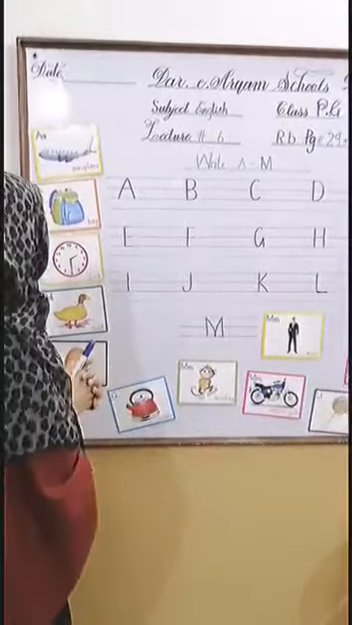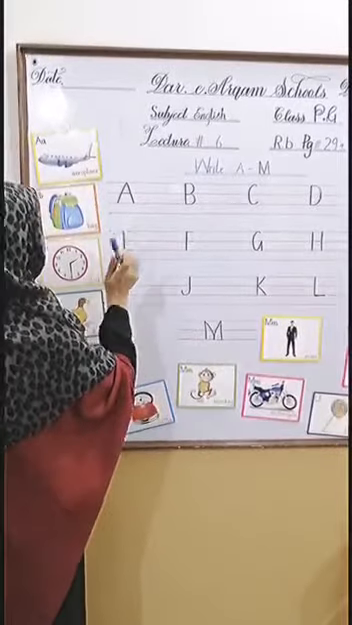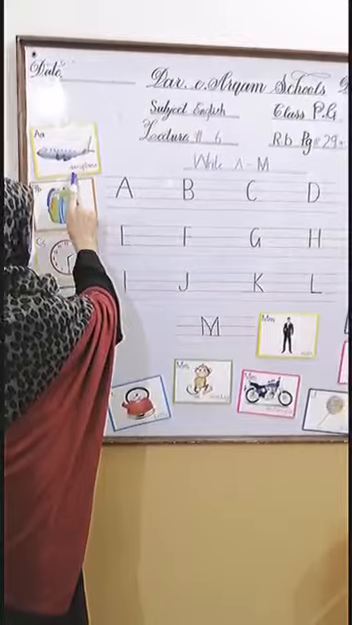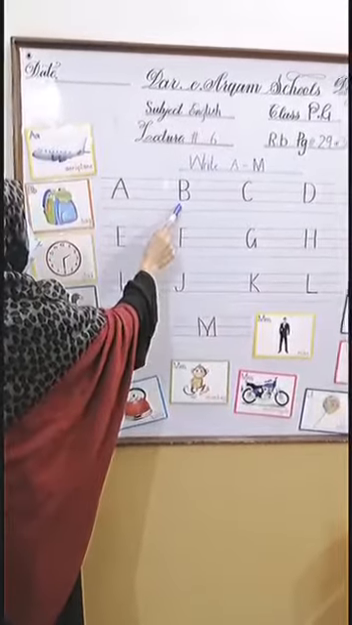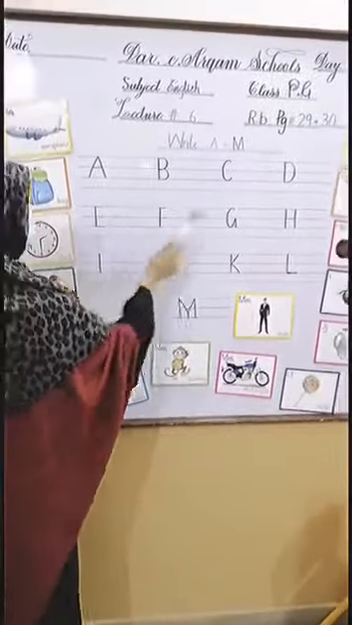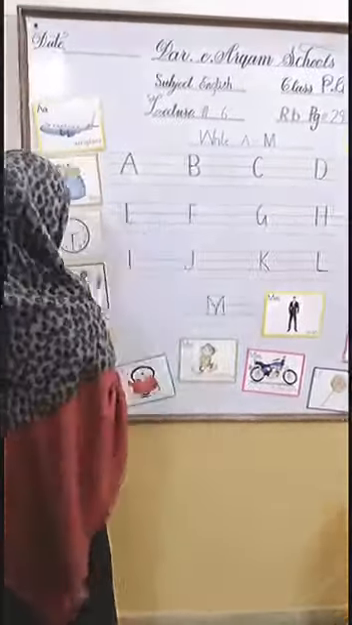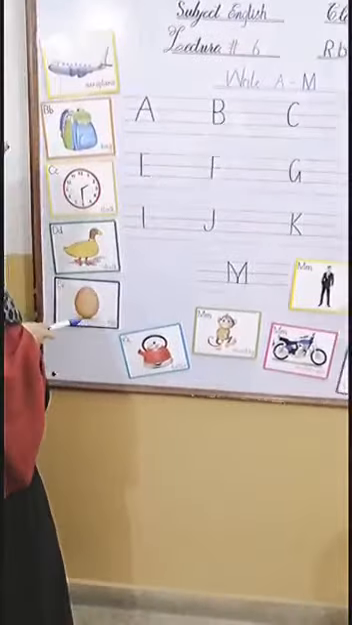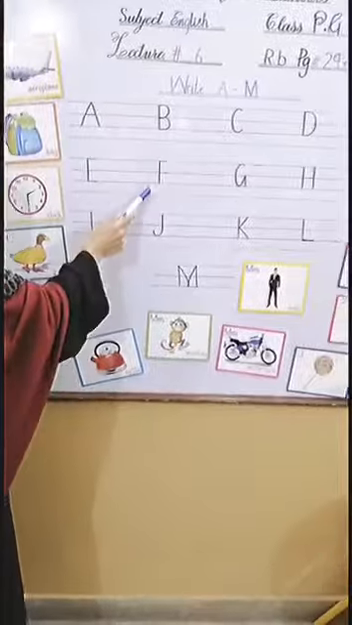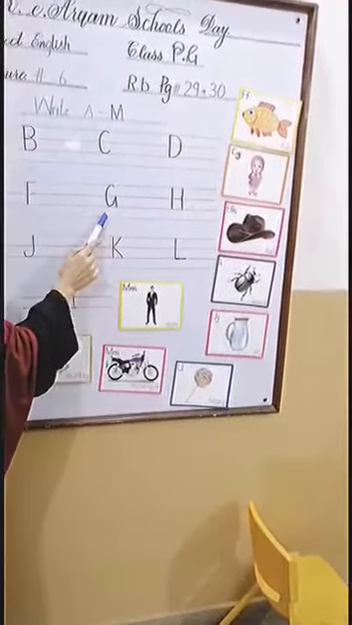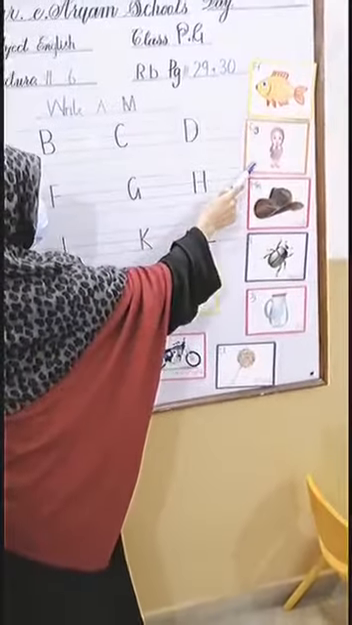So repeat after me. A, aeroplane. B, bag. C, clock. D, duck. E, egg. F, fish. G, girl.